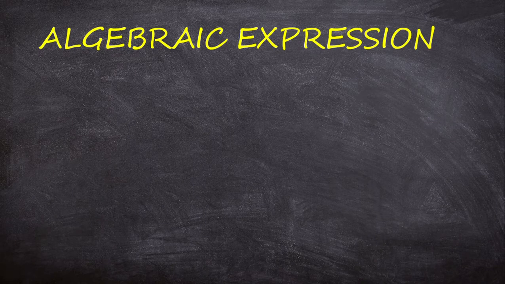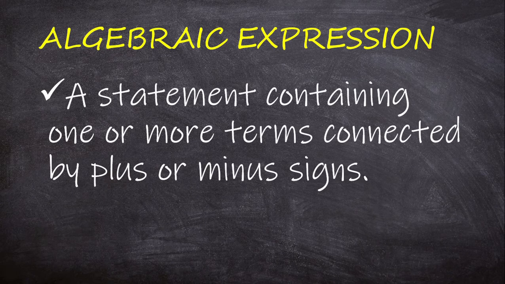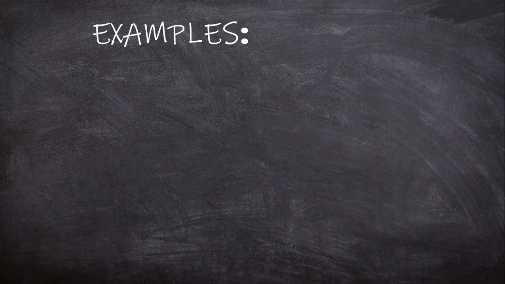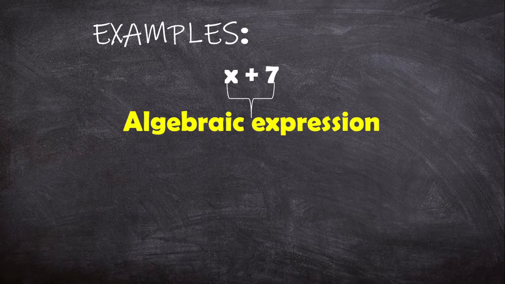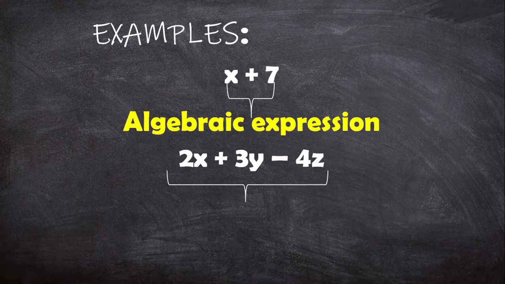Now let's define algebraic expression. An algebraic expression is a statement containing one or more terms connected by plus or minus signs. For example, x plus 7, the whole of it, is called an algebraic expression. And 2x plus 3y minus 4z, the whole expression, is still called an algebraic expression, but for simply naming it, we could just call it expression. They are not different. They are just the same.